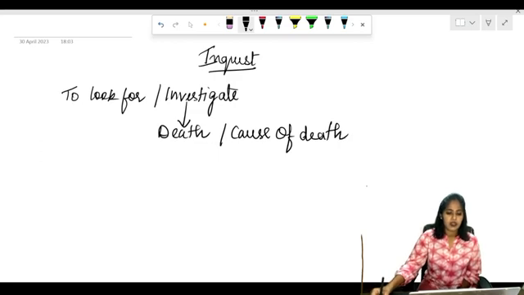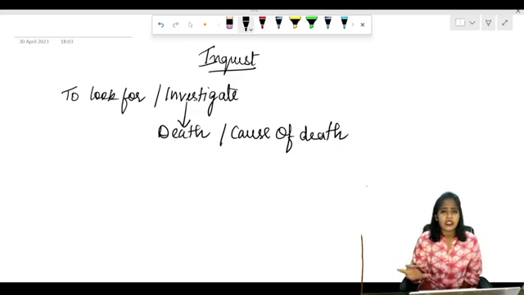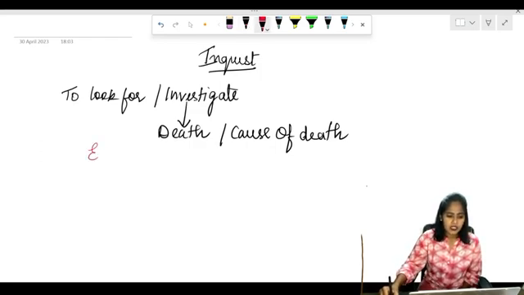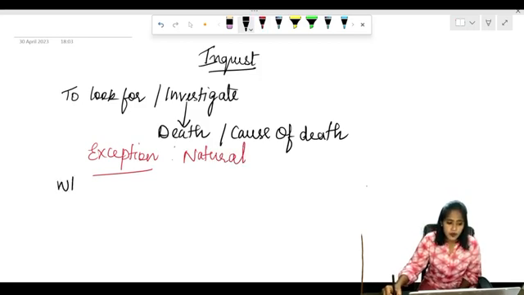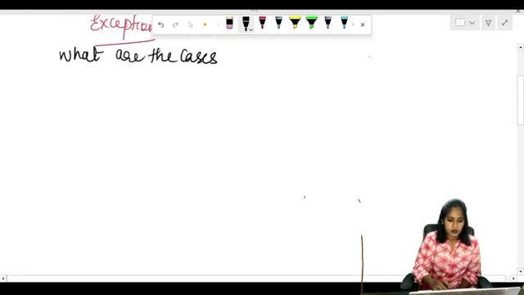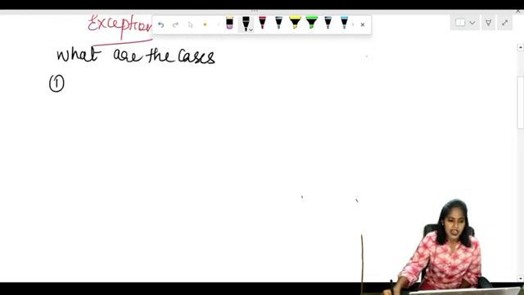Okay. So not all deaths will be investigated. So there should be an exception and a non-exception, right? The exception here, for which an investigation will not be done, is a natural death. A natural death will not be investigated. So what are the cases for which an inquest will be conducted? That we will see now. Since natural is an exception, unnatural death.